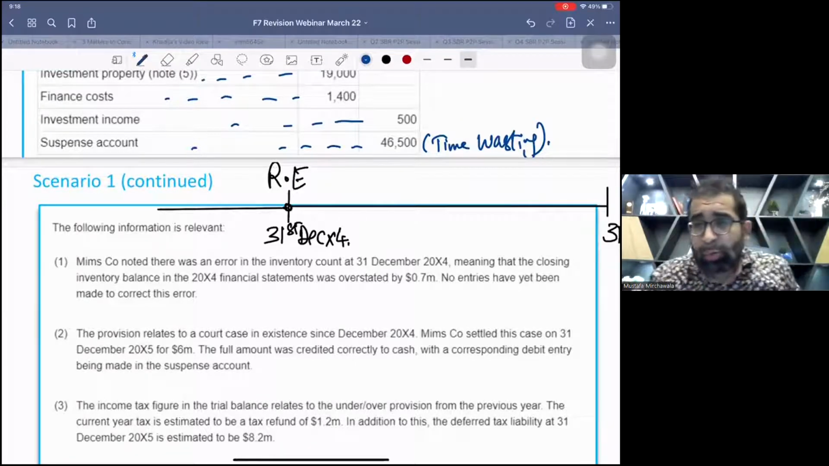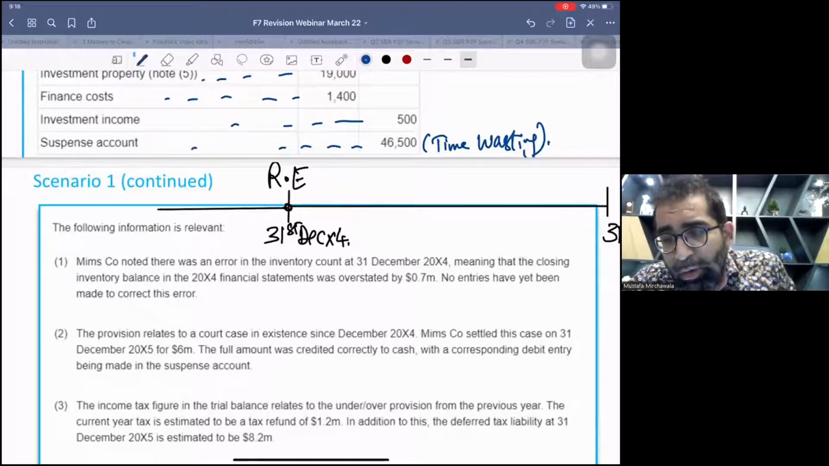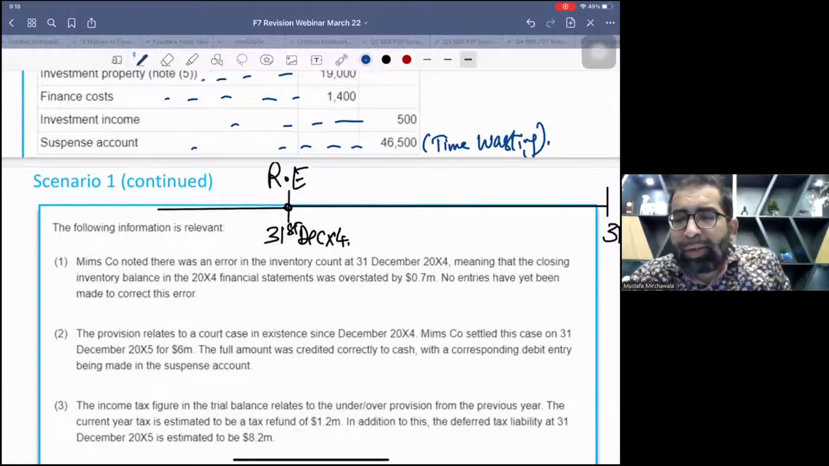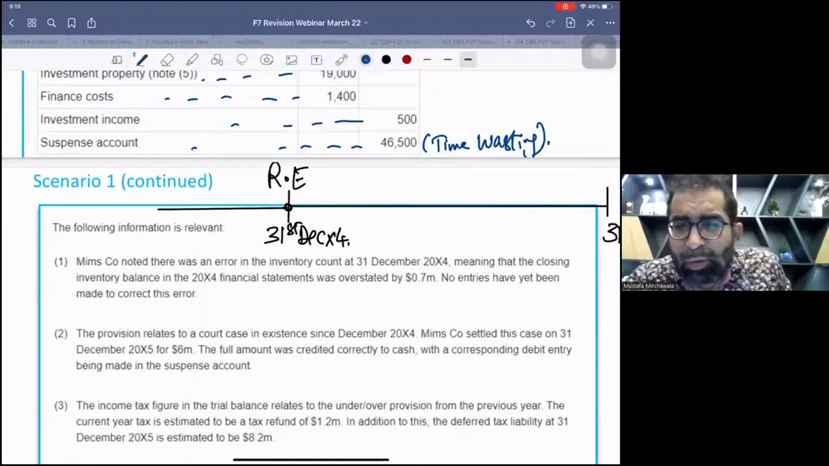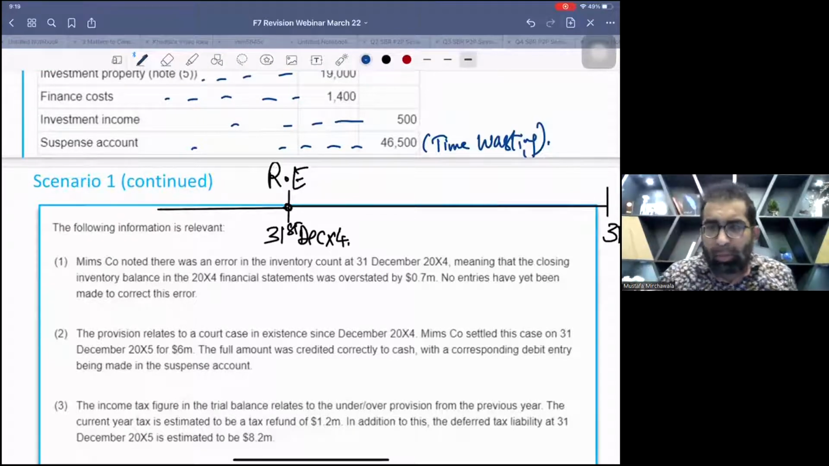One more thing, you must have studied F3 or basics before for this F7 FR level. You must know basic financial accounting knowledge. If you want to write somewhere, write it: closing stock has a direct relationship with profit, and opening stock, opening inventory, has an indirect relationship with profit. I am sure you know this.